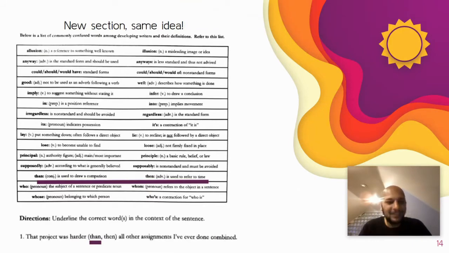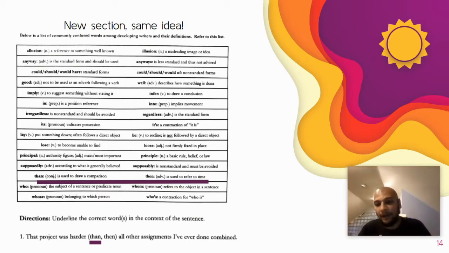Okay, there we go. So this project was harder than all other assignments I've ever done combined. So than is used to draw comparisons between things. So greater than, less than, more than, worse than, better than, all of those. And then is referring only to time. So I ate, then I went to school.